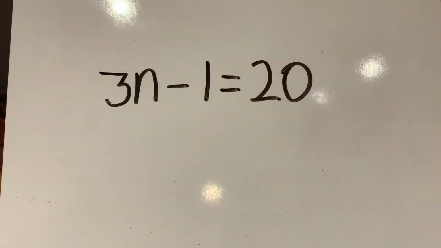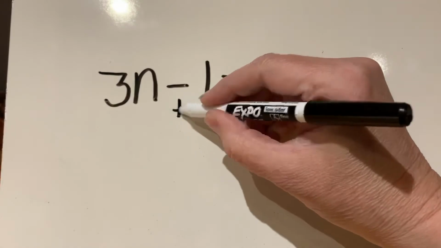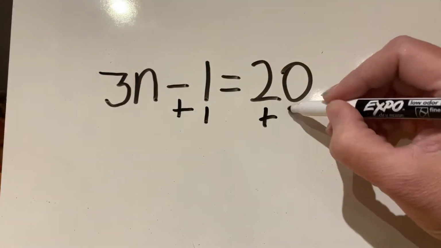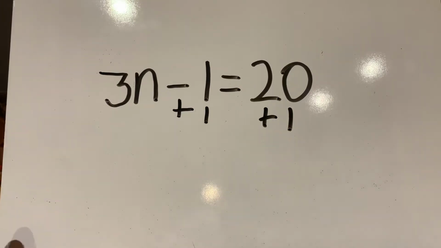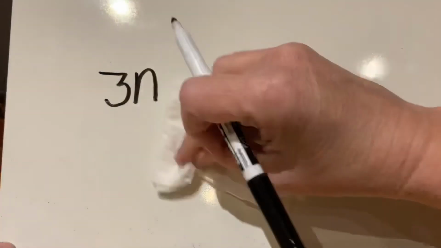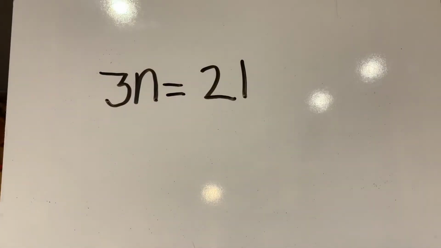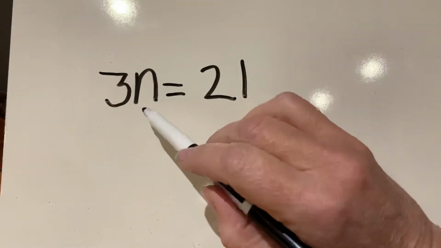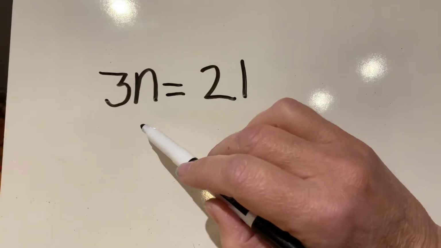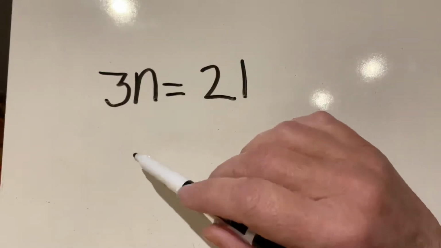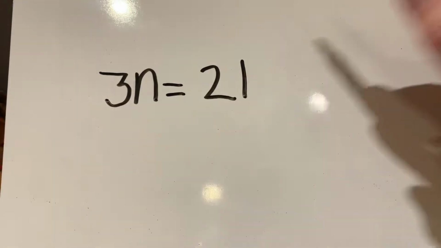now let's think about what this equation means. When 1 is subtracted from 3n, the answer is 20. So we would add 1 to both sides, finding that 3n equals 21. Now, since 3n means 3 times n, and 3n equals 21, n will equal 7.